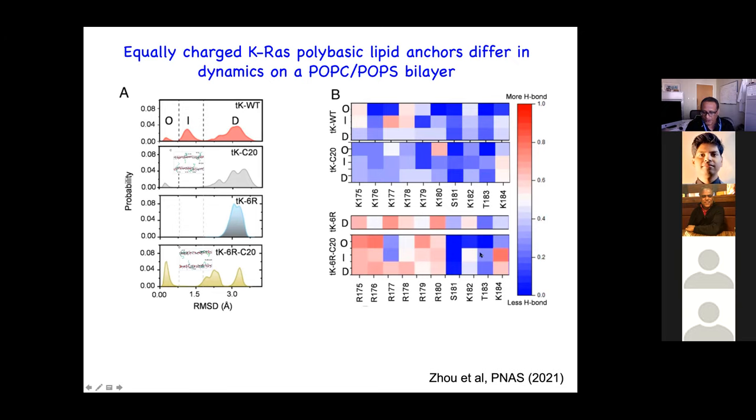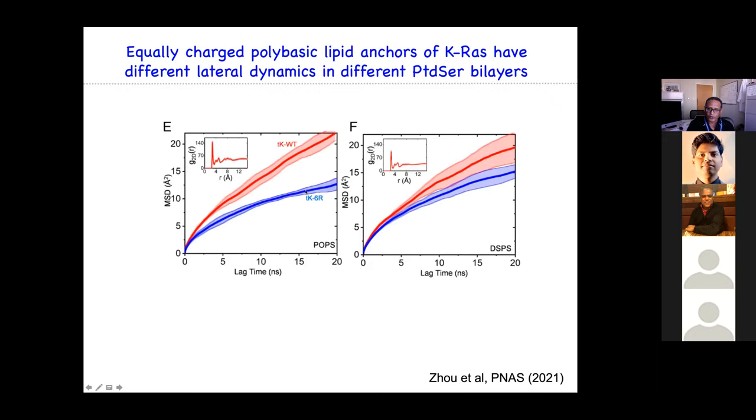And clearly, the arginines tend to interact with PS more strongly, but even within the different arginine-containing peptides, there are variations. Not just in conformation, but also in lipid binding. And if we simulate again these equally charged polybasic domains, with charges conserved, the TK wild type has six lysines, TK6R has six arginines, but now we also vary the bilayer. So these simulations are in POPC, POPS to the left, POPC, DSPS. This is poly saturated PS species.